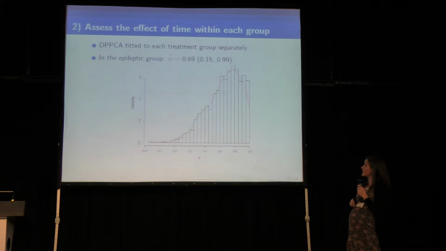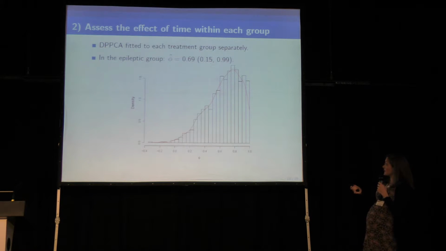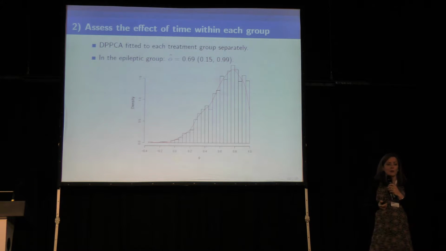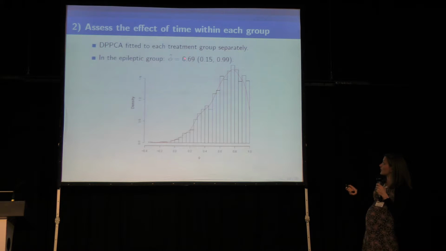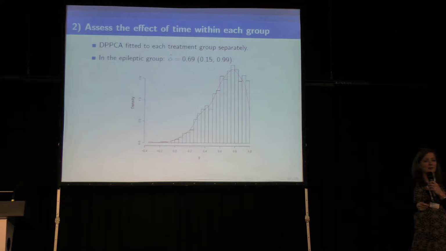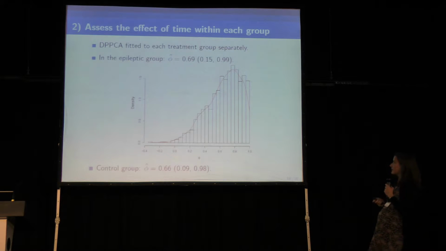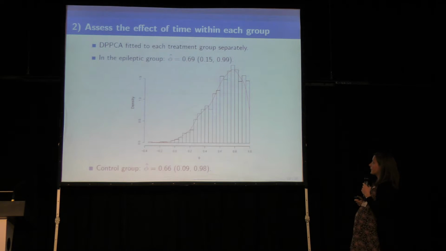Here we fitted the model to each group separately. And what we end up with is, for example, this is the posterior distribution for the Phi parameter in the epileptic group. So you can see the posterior mean was 0.69. You can see there's quite a high level of dependency as we move across time. Within the control group, it was slightly lower, but the same type of dependency seems to be there.